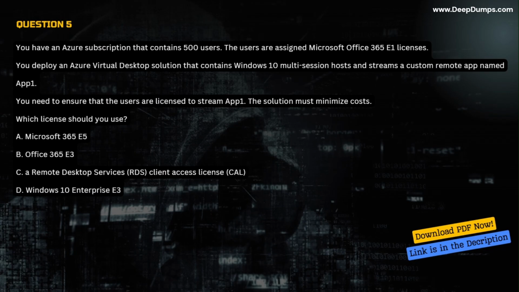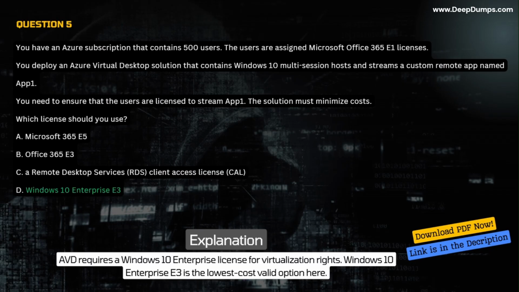A. Microsoft 365 E5. B. Office 365 E3. C. A Remote Desktop Services (RDS) Client Access License (CAL). D. Windows 10 Enterprise E3. Correct answer: D. Windows 10 Enterprise E3. Explanation: AVD requires a Windows 10 Enterprise license for virtualization rights. Windows 10 Enterprise E3 is the lowest cost valid option here.